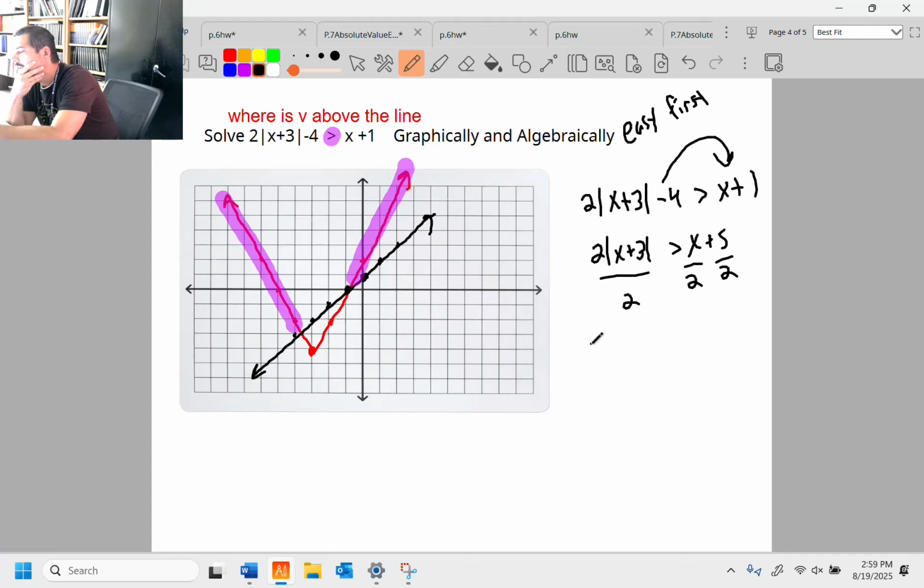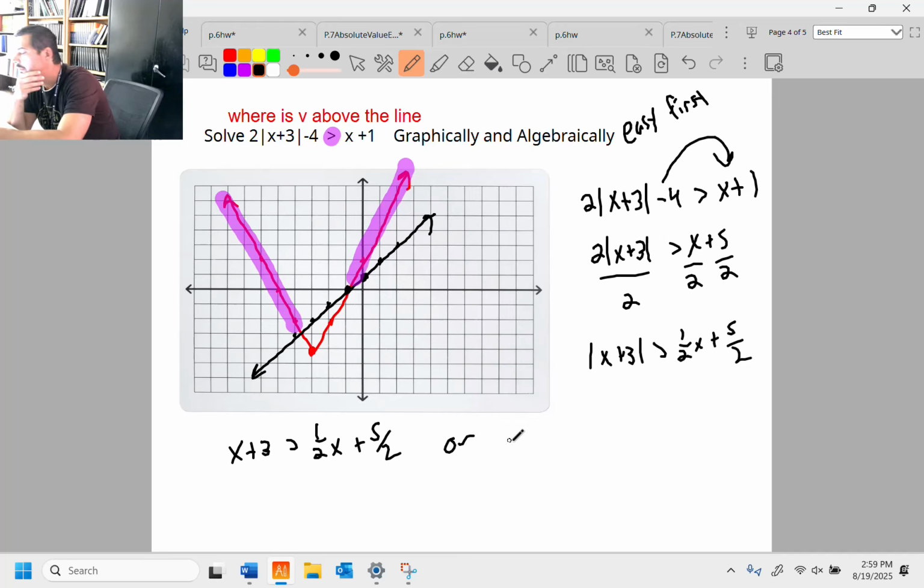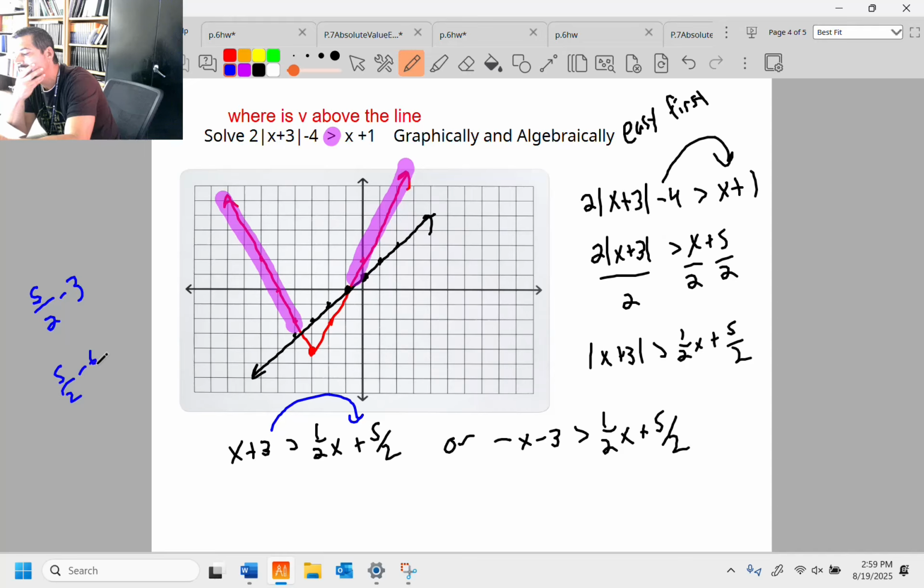All right, so now I have the absolute value of x plus 3 is greater than 1/2 x plus 5/2. And I can write my two equations. One of my equations would be x plus 3 greater than 1/2 x plus 5/2. Or, and hear me out, kids, negative x minus 3 is greater than 1/2 x plus 5/2. They both have basically the same maneuver here. I'm going to have to subtract 3, so I need to be thinking about what 5/2 minus 3 is. That's 5/2 minus 6/2, which is negative 1/2.